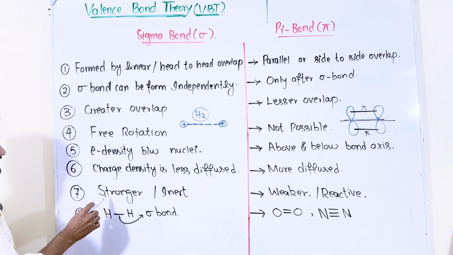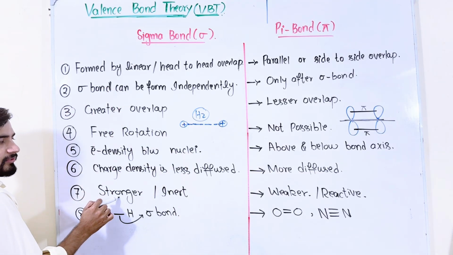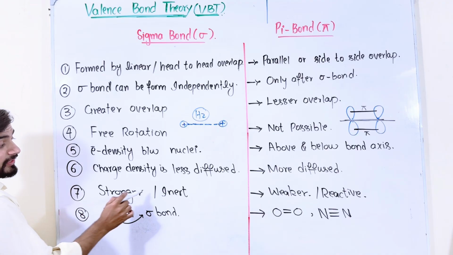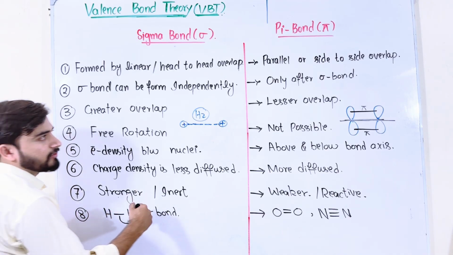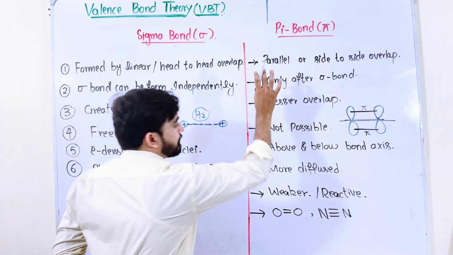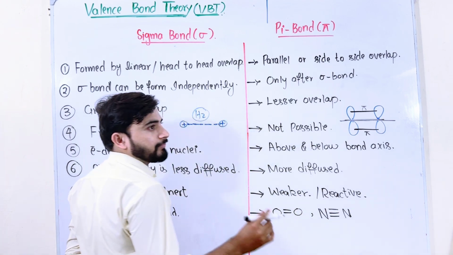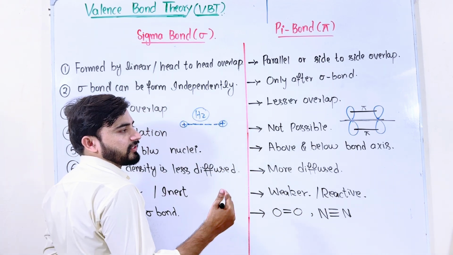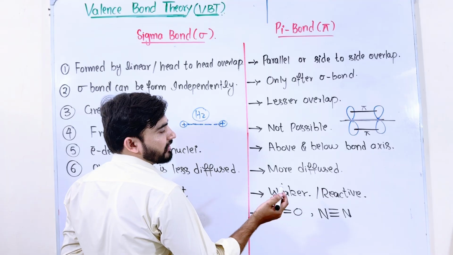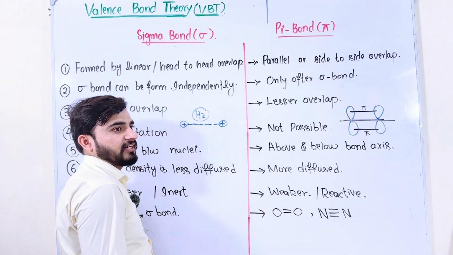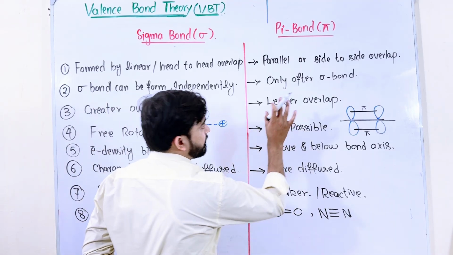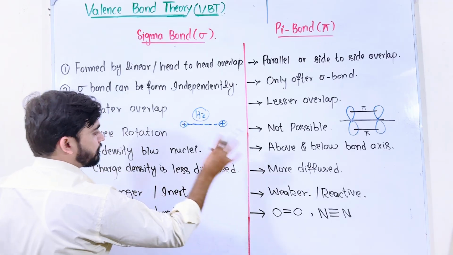Seventh difference, that is the sigma bond is a stronger bond, and the stronger bond will be inert in reactivity as compared to the pi bond. But pi bond is a weaker bond, that's why it will be more reactive. The pi electrons of a double bond or triple bond, which are called pi bond electrons, can act as a nucleophile. That's why this one will be very much reactive as compared to the sigma bond.